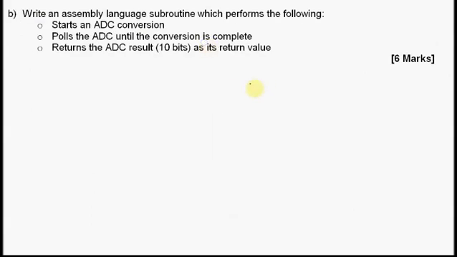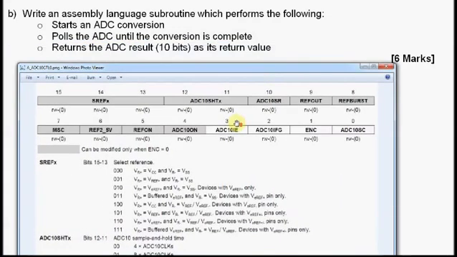Okay, now we want another subroutine, and what this subroutine is going to do is it's going to start an ADC conversion, poll the ADC and check that it's still converting, and then return the result. And we'll return the result in, well, we'll choose a register that we can return the result in. Now, a few things to note.